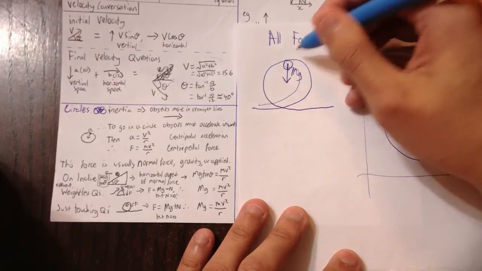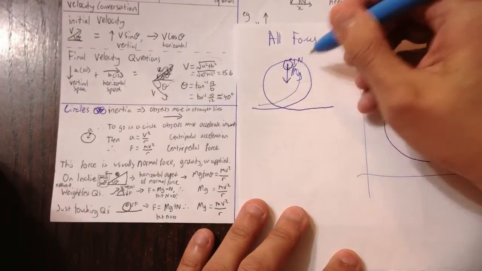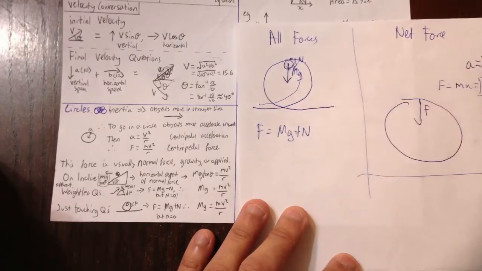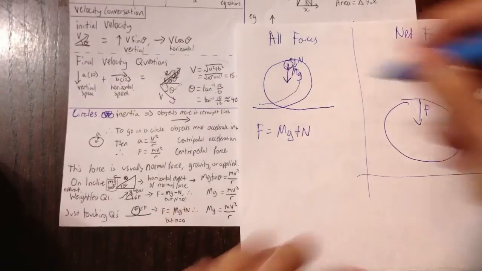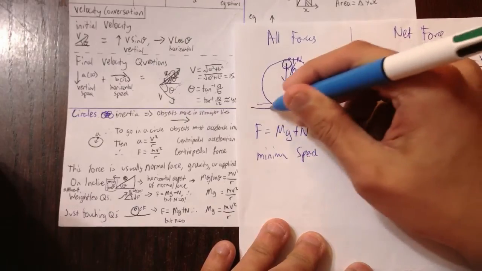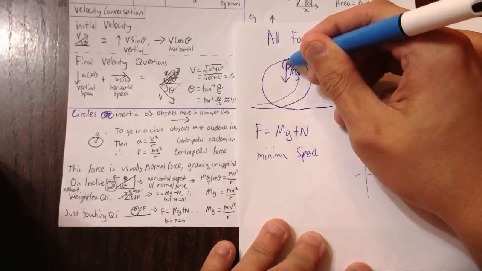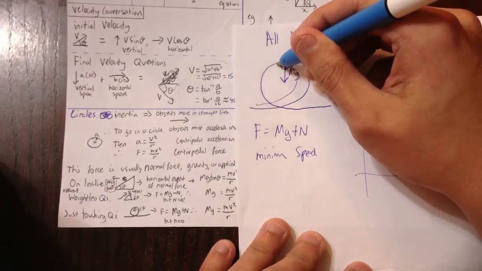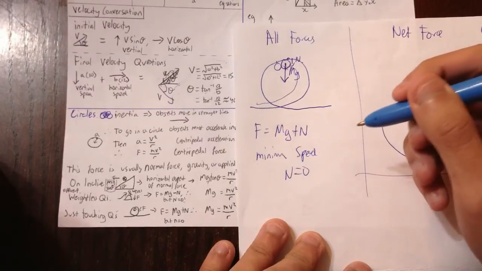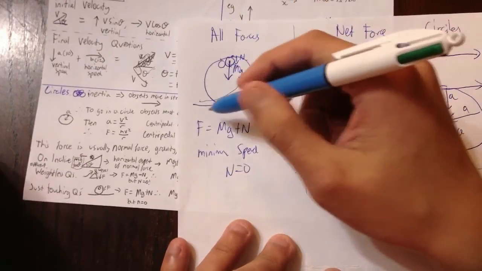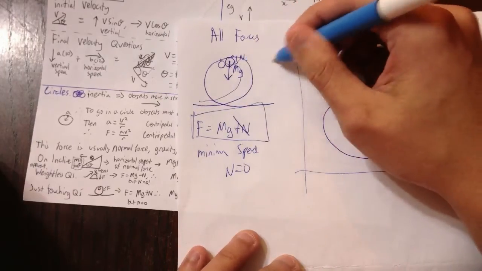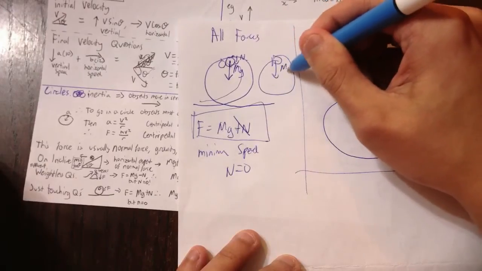All the forces acting on it are mg, and the normal force is pushing on it from the top. Okay? So our force equals mg plus N. But when it asks what's the minimum speed, this is when we're going all around and we reach the top and we're just about to fall off. We're almost just touching. We're not getting any force from there, and N equals 0. So now the force going inwards is just mg.